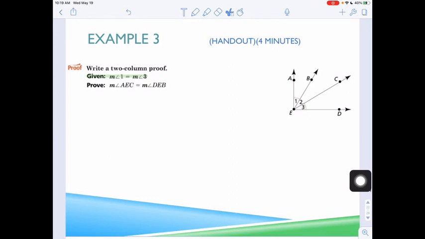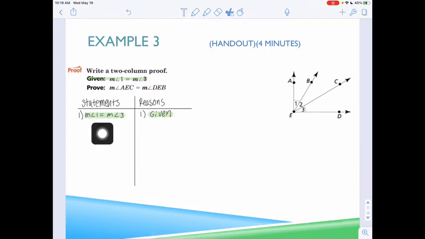So for example 3, we are going to finish that two-column proof from the previous slide. As we saw on the previous slide, we had a statement side and a reason side, and the first statement was that the measure of angle 1 is equal to the measure of angle 3 because it was given. Notice that in between angles 1 and 3, we also have angle 2, which is part of both angle AEC and angle DEB, the two angles we are trying to show have the same measure. So we can say that the measure of angle 2 is equal to the measure of angle 2 by the reflexive property of equality. Any angle measure is equal to itself.